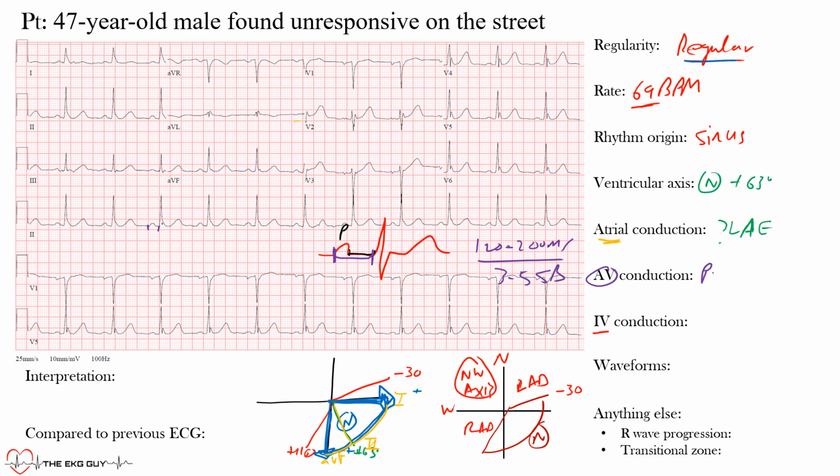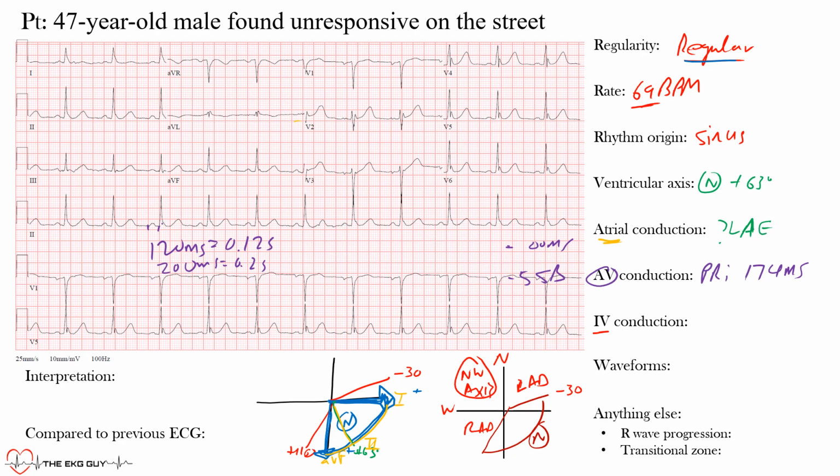The PR interval here was 174 milliseconds. Remember that 120 milliseconds equals 0.12 seconds, and 200 milliseconds equals 0.2 seconds. Some people will use seconds, so just for that. So we have a normal PR interval.